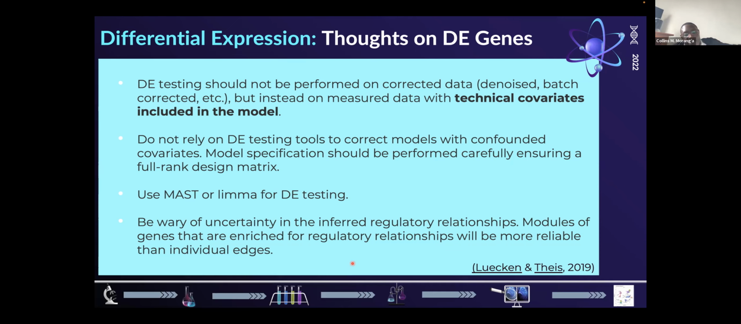Sometimes you should be wary of uncertainty of regulatory relationships within your gene sets, and modules of genes that are enriched for regulatory relationships might be more reliable than individual genes. This is because if you know, for example, you have high expression of an NF-kappa B target module because of a particular infection, and this has been tested previously in biology, then once you start seeing that the expression levels of that target module in the presence of a particular disease is not what is expected, you should be wary of that and try and adjust for it in your model or in your regression analysis.